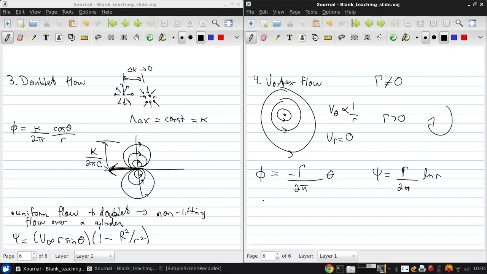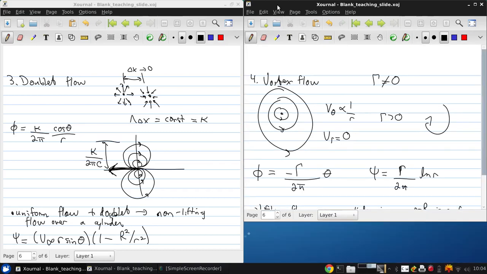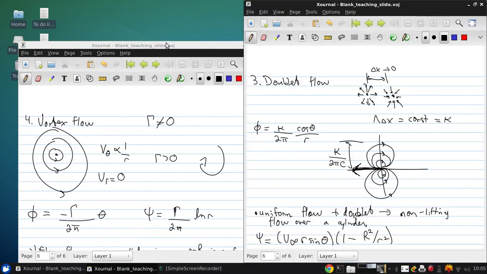So combining the uniform flow, the doublet, and the vortex gives the lifting flow over a cylinder, which corresponds to a rotating cylinder. The stream function is V infinity r sine theta times 1 minus R squared over r squared, plus gamma over 2 pi ln r over R. Again, r equals R is the surface of the cylinder. And for those of you who've forgotten or who don't know what this looks like, I'll sketch out this flow field.